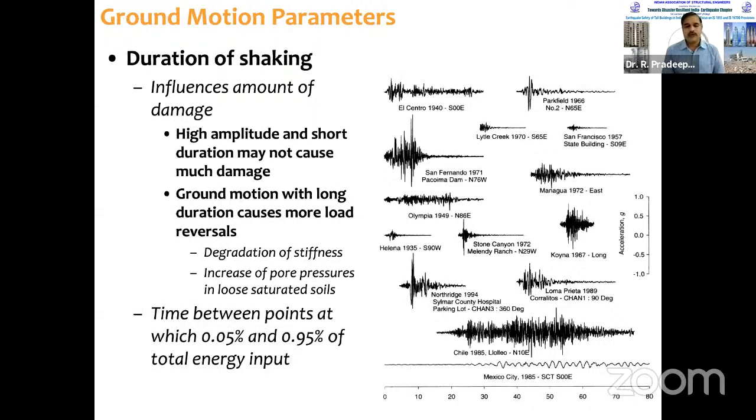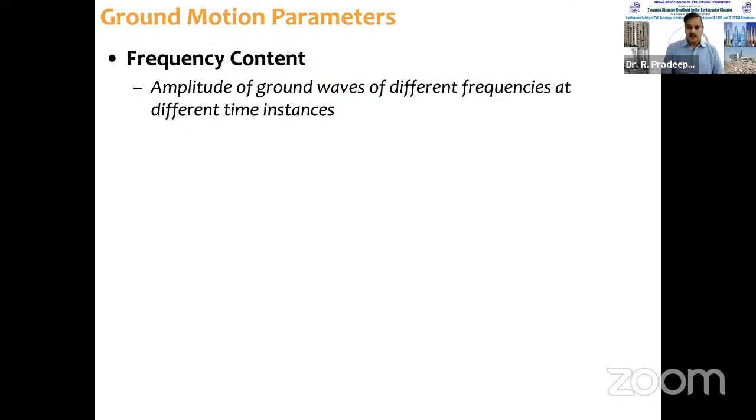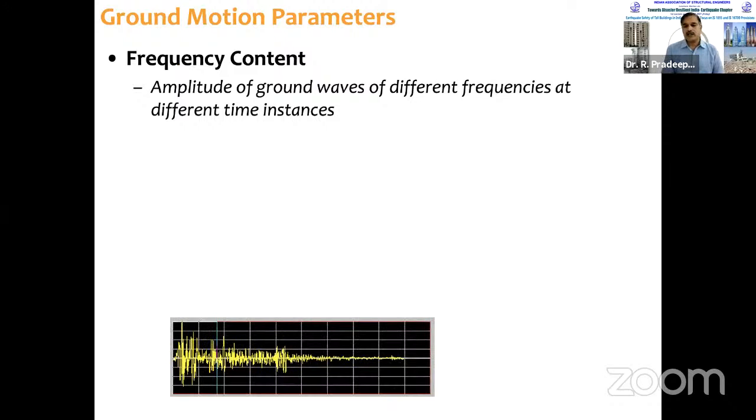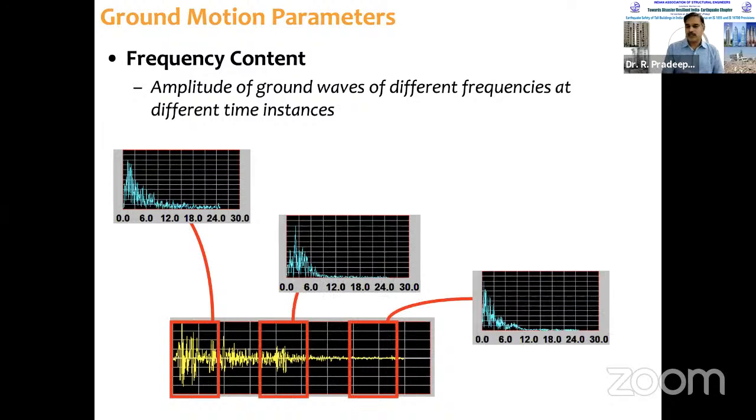Now how do we compute this one? On the energy curve, the time difference between 0.5% and 95%, if we take that, that is the duration of strong ground motion shaking. Then the third important parameter is frequency content. If we look at this ground motion record, we take some portion of it and do a fast Fourier transform, and then a second portion and third portion, we can see at different time instants which frequencies are predominant in that ground shaking.